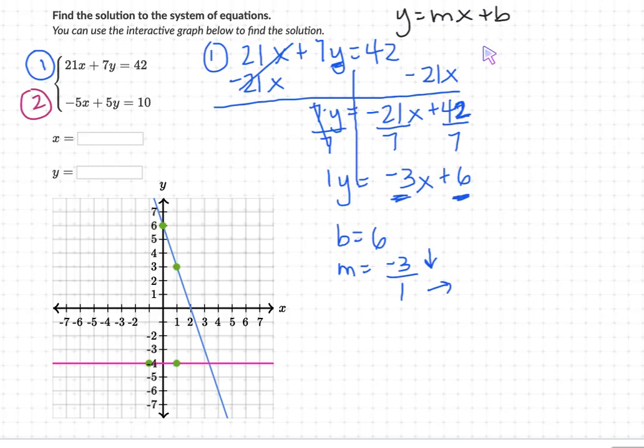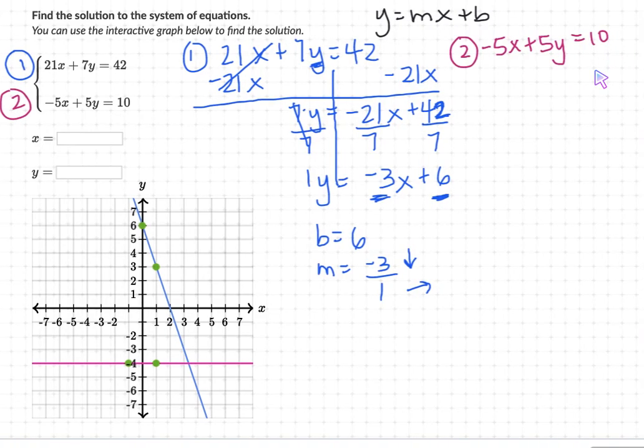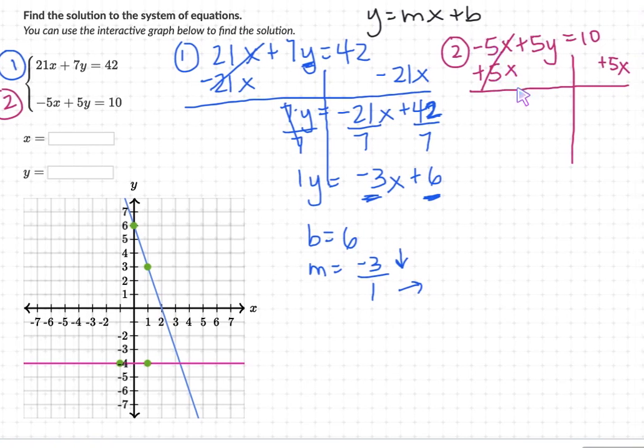Now I'm going to do the same thing to my second equation, which is negative 5x plus 5y equals 10. Okay, I need to get y by itself, so I need to get rid of this negative 5x. The opposite is plus 5x. That's going to cancel it on the left-hand side. And then I end up with just 5y on the left-hand side because these two cancel.